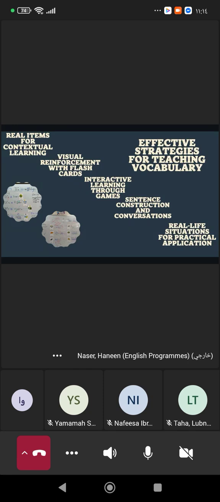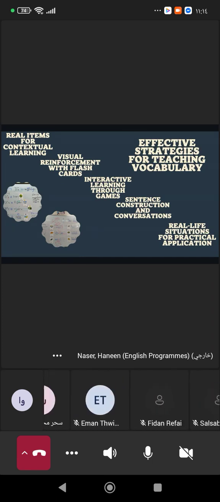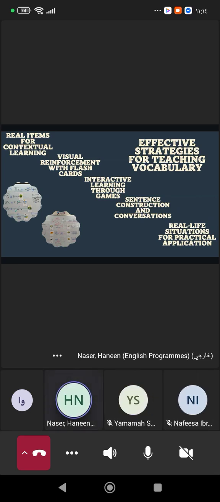The first one is bringing real items for contextual learning. Bringing real items to class allows students to connect new vocabulary with tangible experiences, enhancing their understanding and retention. This strategy creates a context that makes learning more relevant and more enjoyable for students.